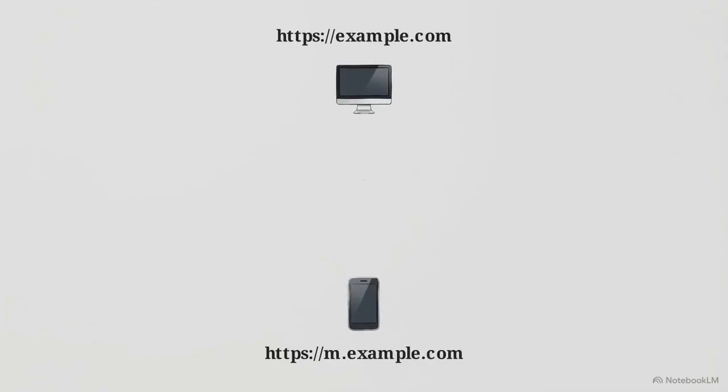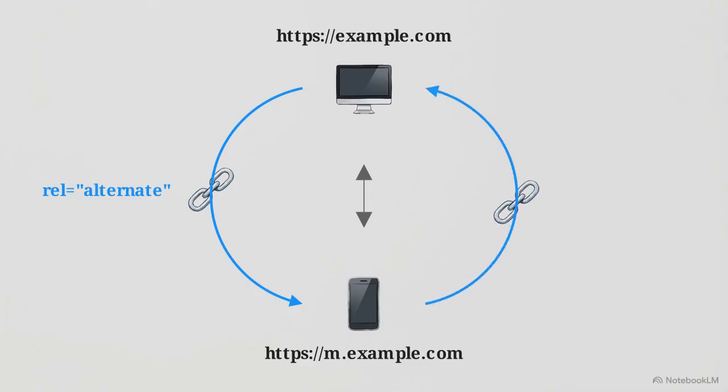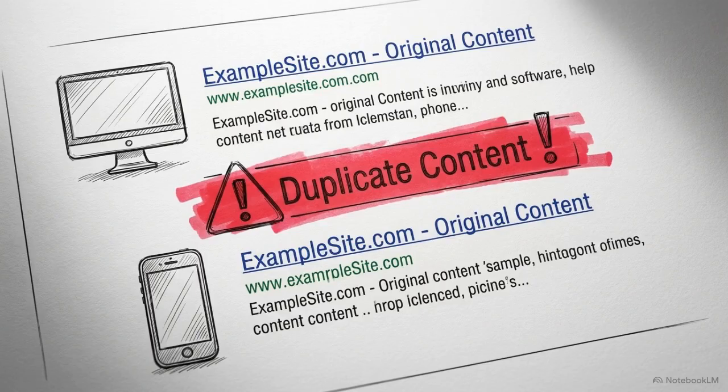For sites operating separate mobile URLs, M.dot architectures, there are specific bidirectional linking requirements. Looking at this diagram, you can see the required tagging cycle. The desktop URL must contain a rel alternate link pointing to the mobile URL. The mobile URL must then point back to the desktop using a rel canonical link. Without these explicit tags verified in Search Console, Google treats the desktop and mobile versions as competing duplicate sites.